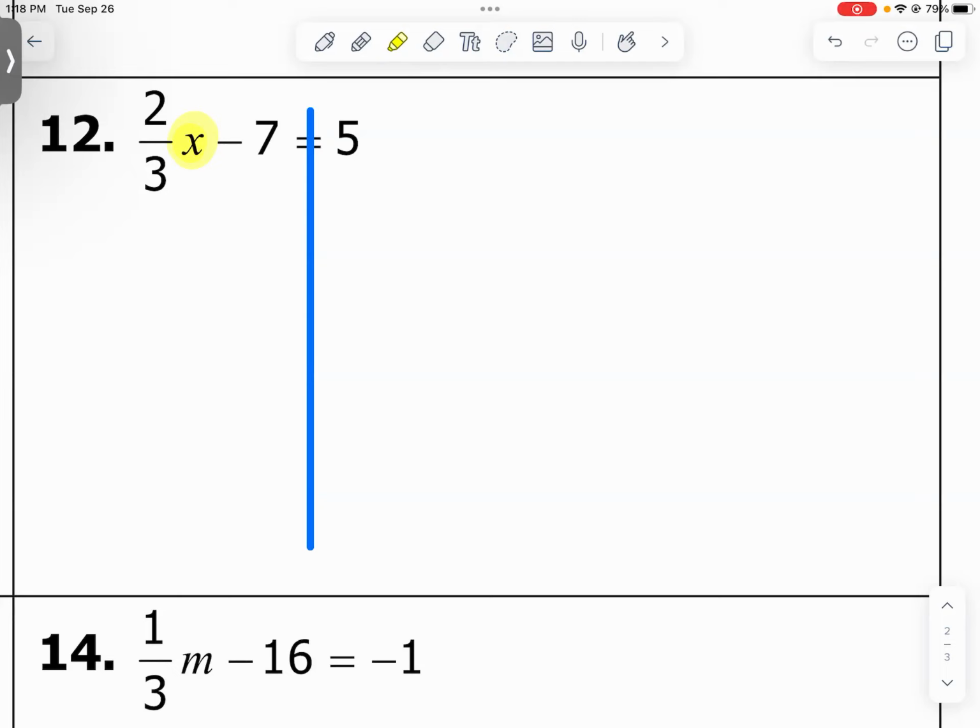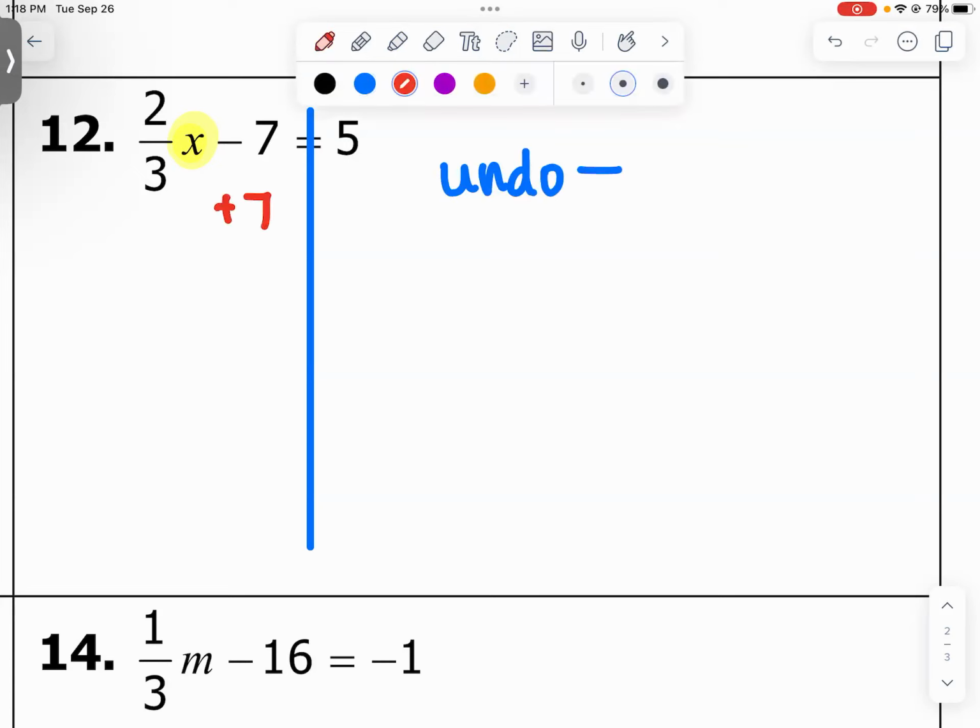Now, raise your hand if you know what we should do first. Tony. Okay, so that 7 is being subtracted. So to undo our subtraction, we need to add 7, is what Tony said. We're on page 13. Okay, so the -7 plus 7 is going to cancel out, Peyton.